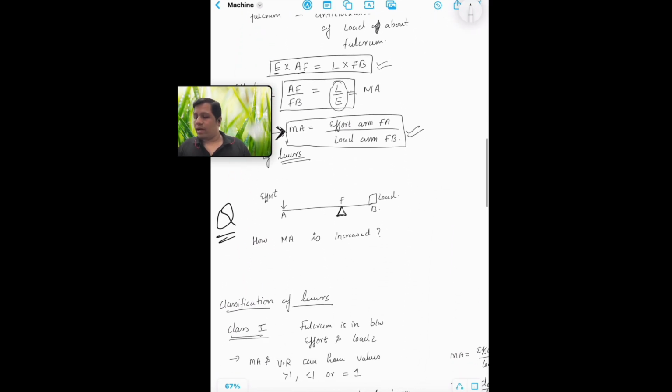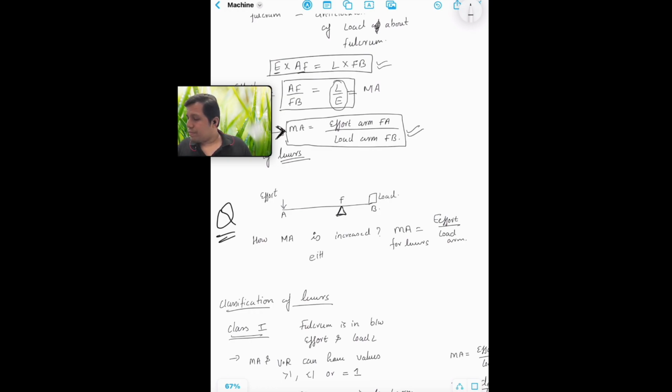Let's come to the second question that I asked. The question was how mechanical advantage is increased, given the situation we have in the figure. In order to increase it, first let us see what the formula for mechanical advantage for levers is. Last time we learned that it is the ratio of effort arm by load arm, isn't it? And how can you increase the value of MA? The answer is straightforward.